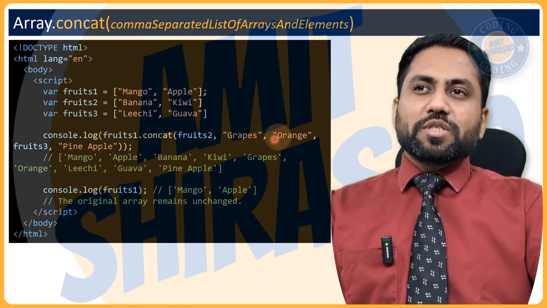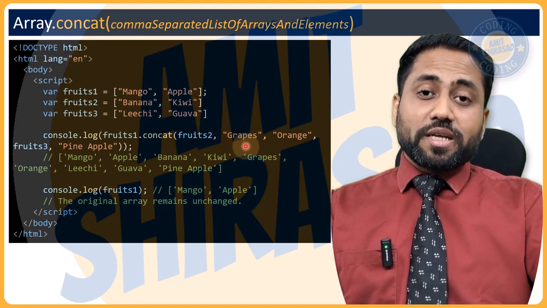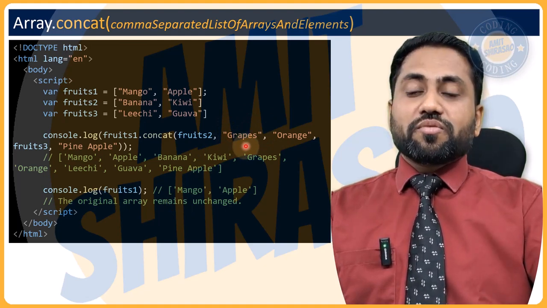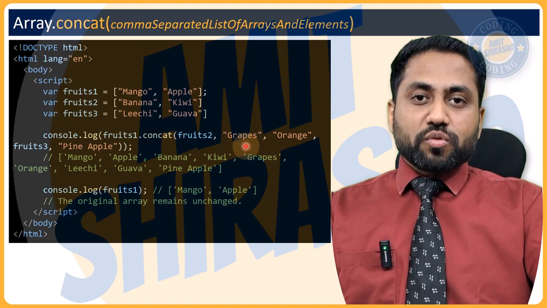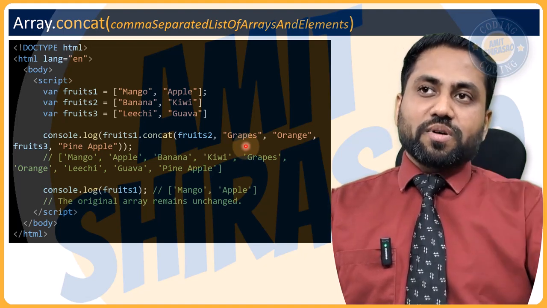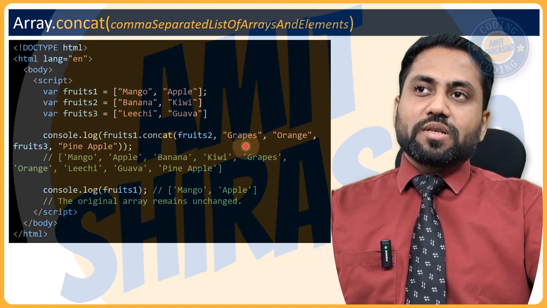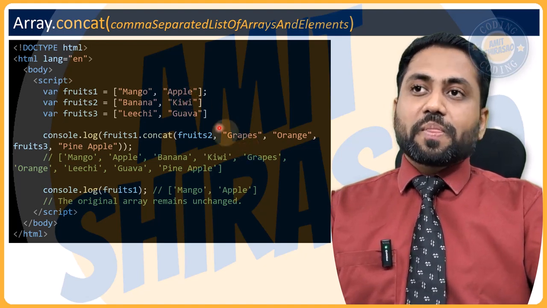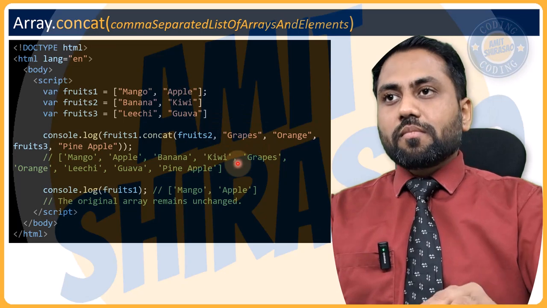By the way, grapes is wrong grammatically, it should be grape, because whenever you refer to a fruit, it should be in singular terms. You should say apple, not apples. So here it should be grape.